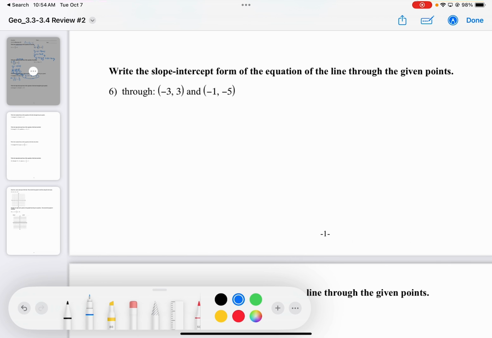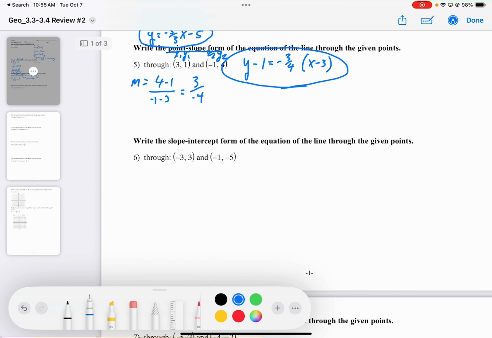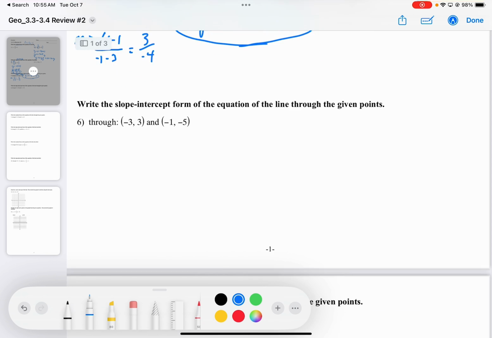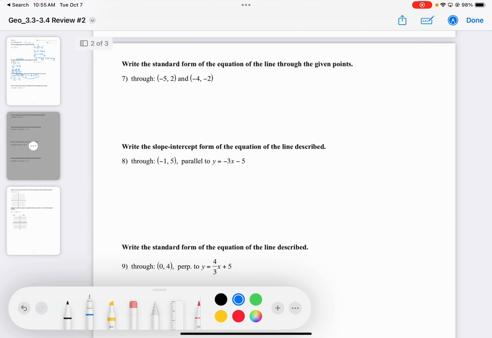I'm going to let you guys do this one on your own. This one's slope intercept. So 6 is pretty similar to what we did up above, except you'd have to go through and solve for y and get y by itself. So you'd have to pick up like where we left off with number 5. But it's different numbers, so same process though.